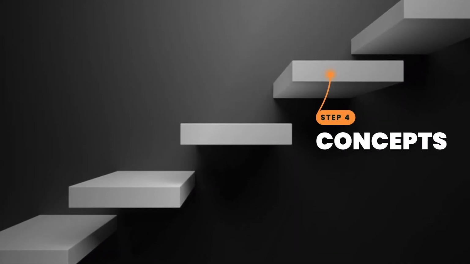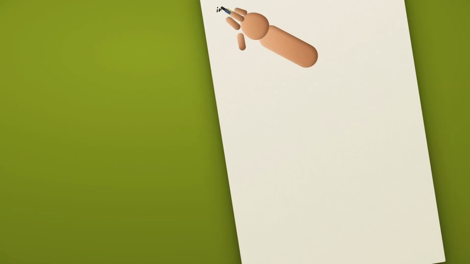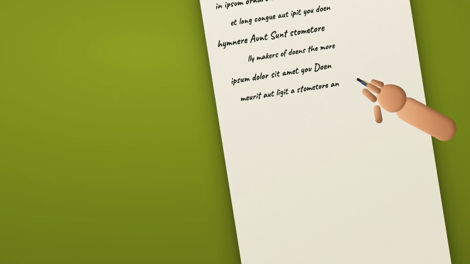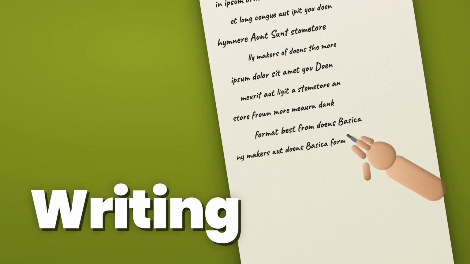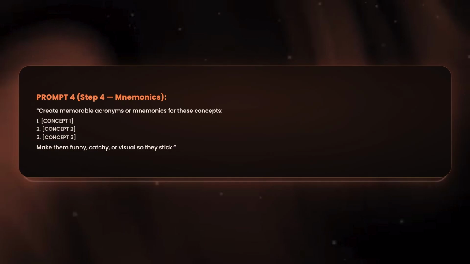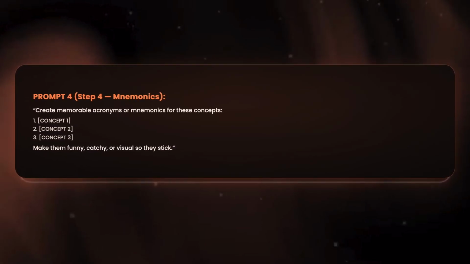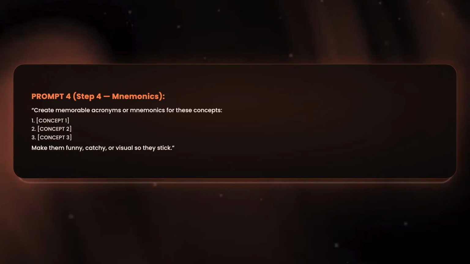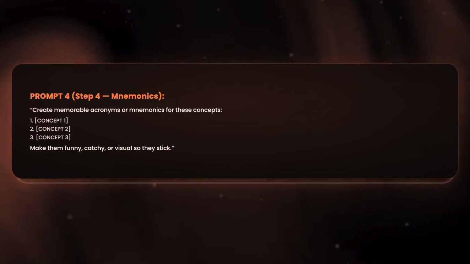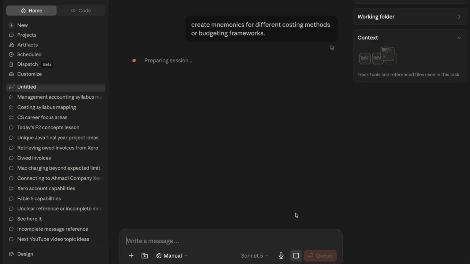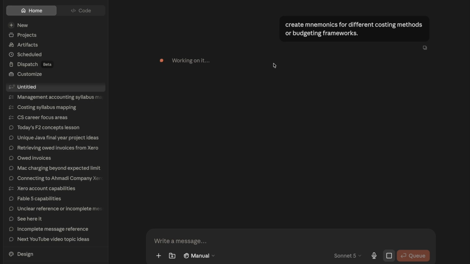Step 4 is for the concepts that stick in your brain. Some ACCA topics are memorization heavy, like management theories or ethics frameworks. Claude can turn them into mnemonics or acronyms you will remember forever. Here is the prompt. Create a memorable acronym or mnemonic for these concepts. List your concept here, make them funny, catchy, or visual so they stick. For example, if I'm studying management accounting, I might ask Claude to create mnemonics for different costing methods or budgeting frameworks. Watch what Claude creates.